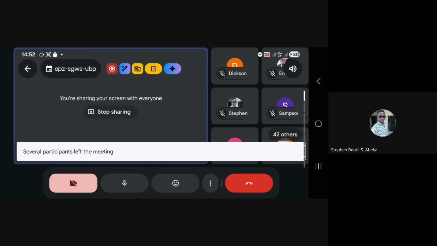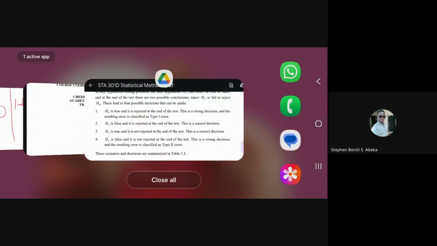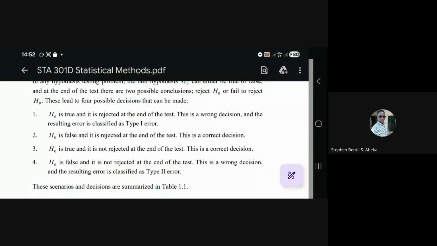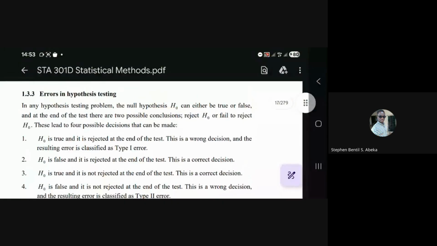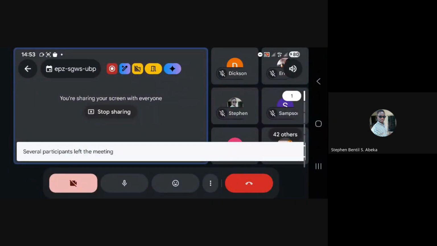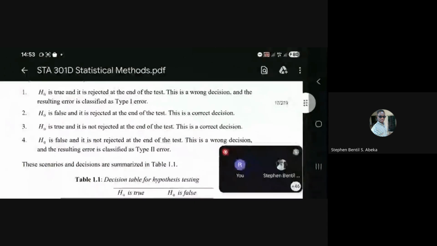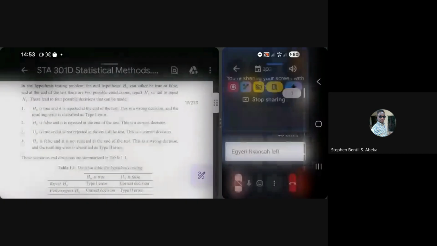Okay, shall we discuss it now? What did you gather from what you read? We are looking at the first error, type 1 error. It's one of the common errors that we can encounter. What goes on in the type 1 error?